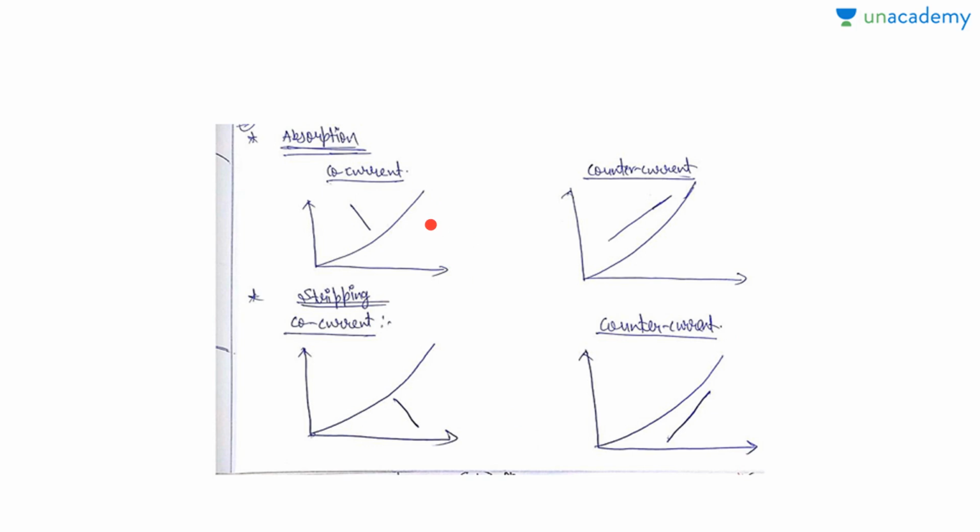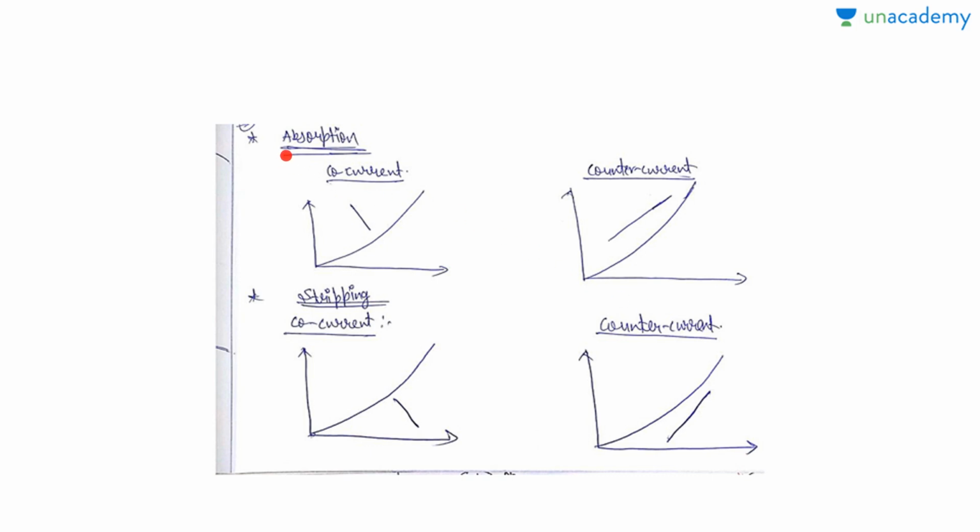Now for absorption, we plotted the graph and it was like this for co-current mode, and for counter-current mode it was like this. Similarly, for stripping also it will be in the same manner, but the only difference is that here the operating line will always lie below the equilibrium curve. Remember one thing: for absorption it will always lie above the equilibrium curve, and for stripping it will always lie below the equilibrium curve. We can develop a short trick to remember.